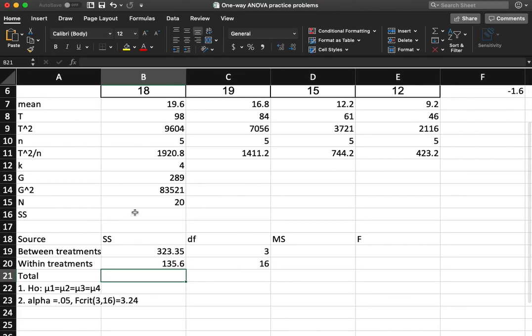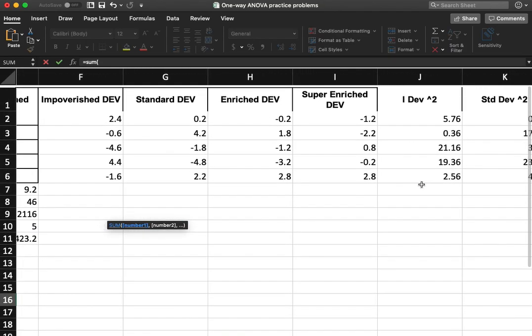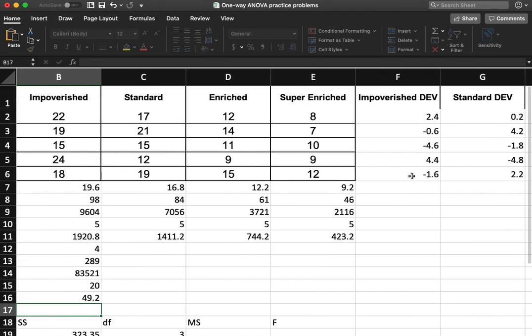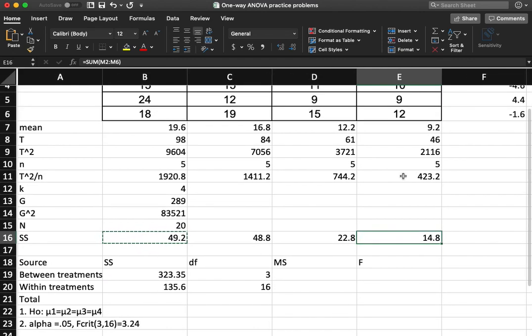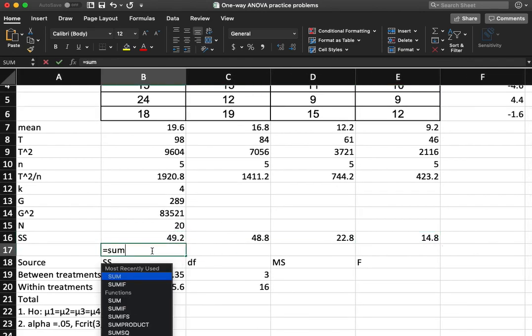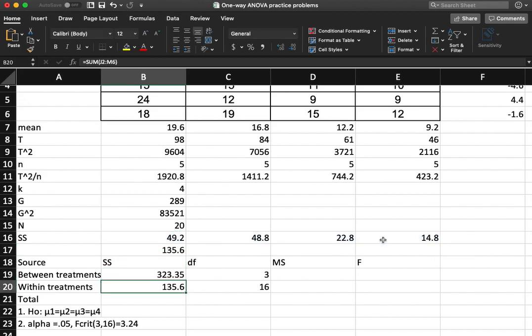We could do sum of squares for each one of these groups. That would tell us something about the variability of each group. Let's just do that, right? Sum of the deviations for this group. And then when we copy and paste it, it gives deviations for each one of these groups. We can check to see that those sums equal this sum, and we'd be right.